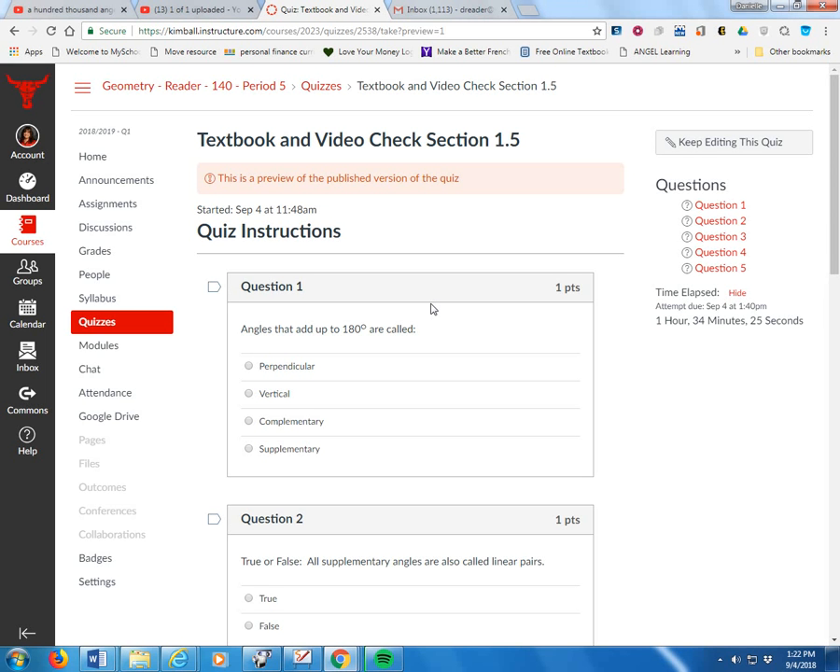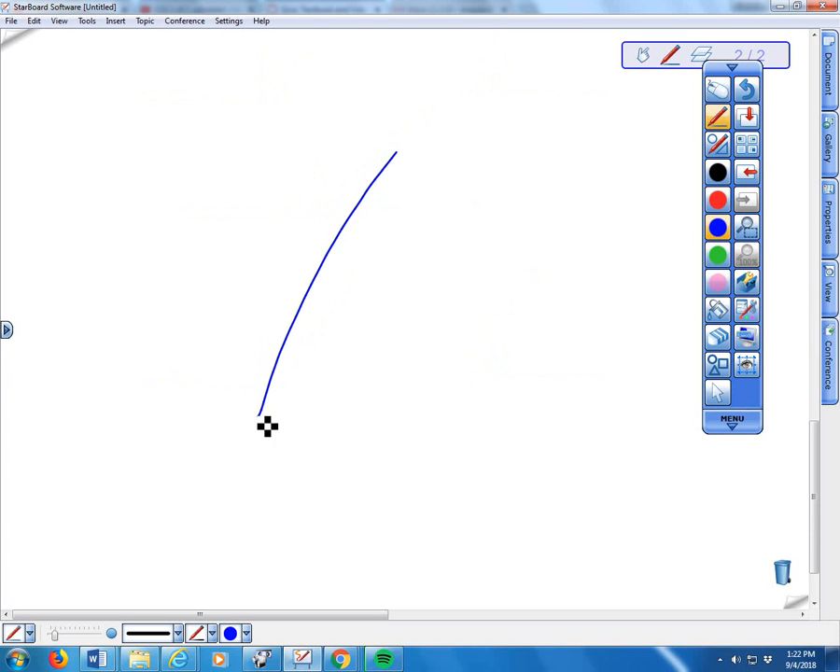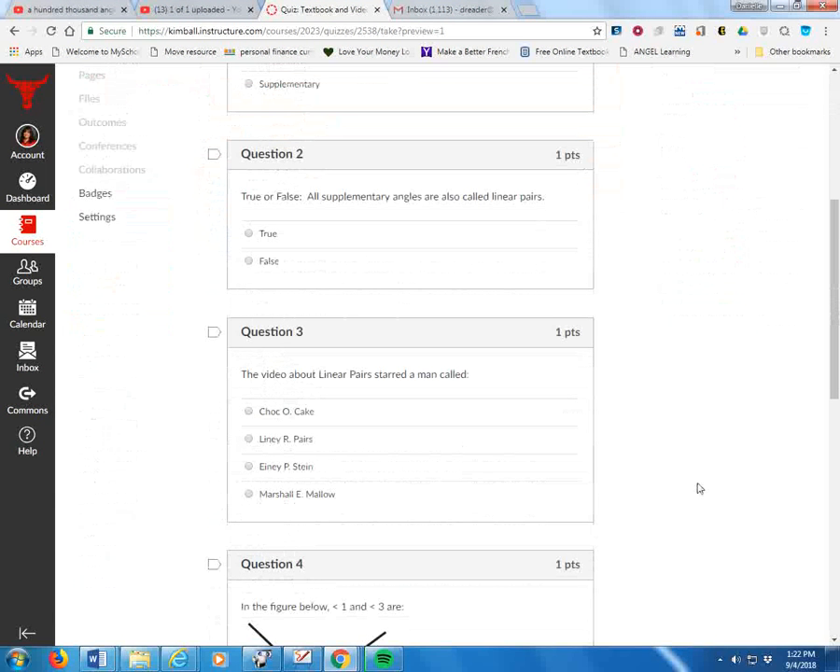You basically just have 2 intersecting lines. Okay? Right. I think I was just overcomplicating it. Those 2 are vertical angles. Oh, okay, and they are equal to each other. Just overthinking it. So true or false? All supplementary angles are also called linear pairs. Well, they're false. It's false. Because they don't have to be adjacent.